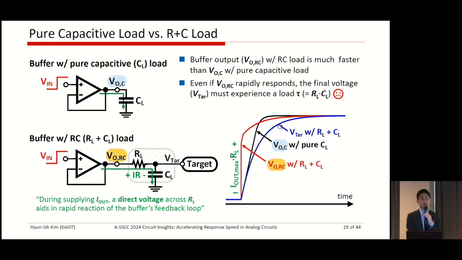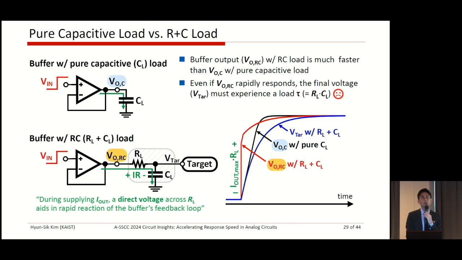Therefore, this response follows the tendency of the load time constant RL and CL, right? So is there any way to overcome the physical limitation of the RC time constant? This RC time constant is given for the system or environment, right?